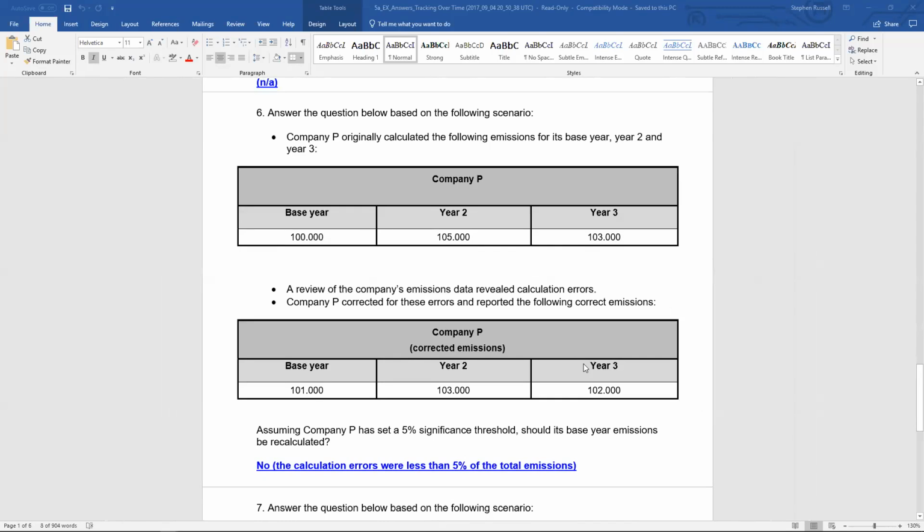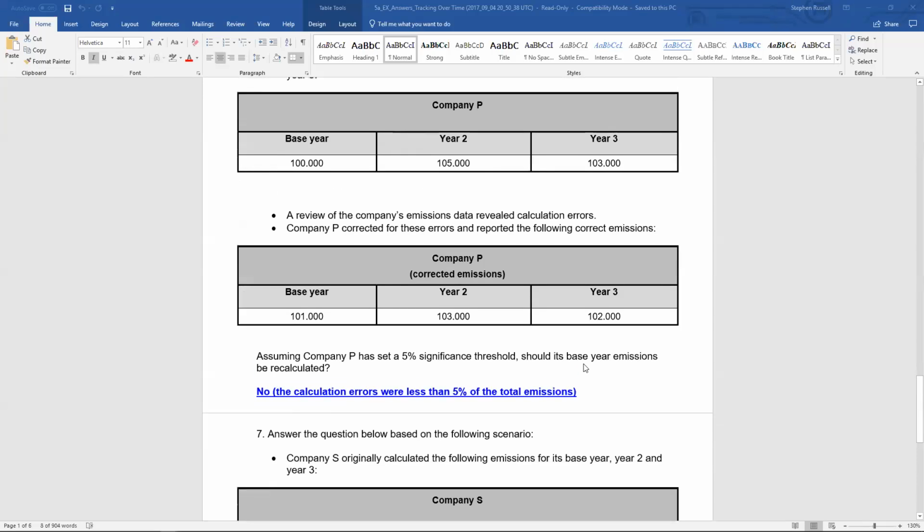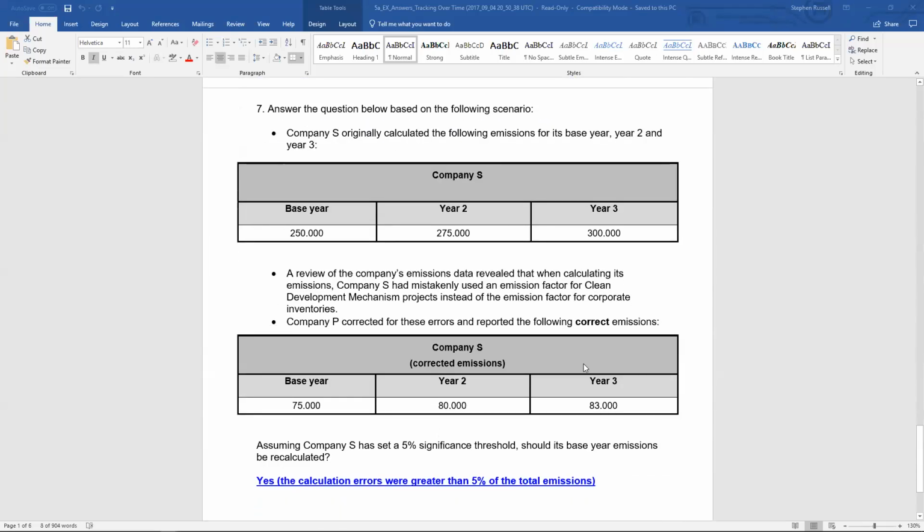In question 6, a company uncovered calculation errors that collectively were less than the 5% of total emissions, meaning that recalculation was not triggered in this case. But for question 7, the threshold was handily exceeded. The calculation errors were greater than 5% of total emissions, and recalculation is then performed.